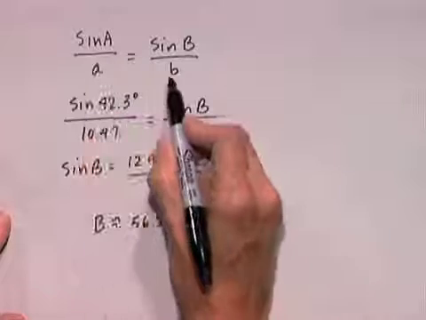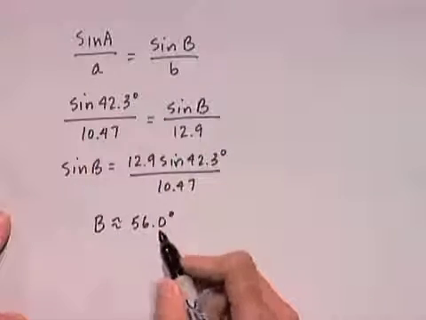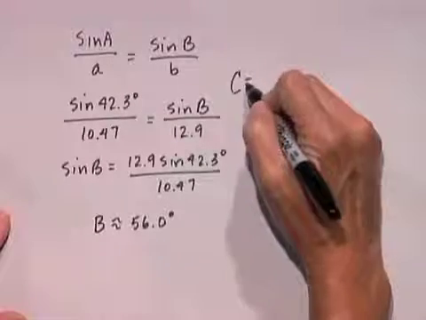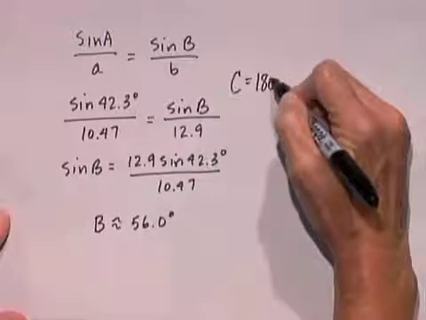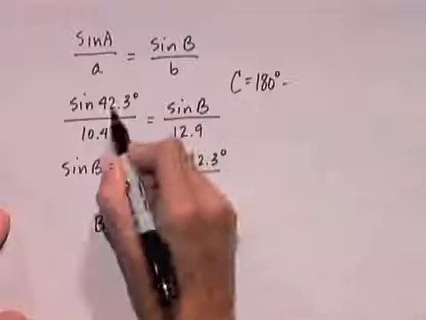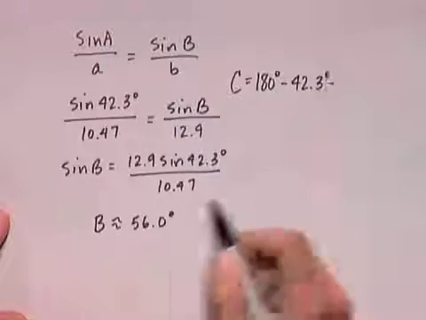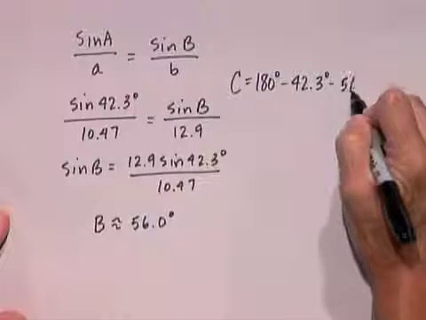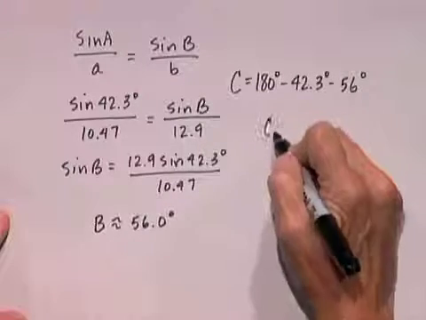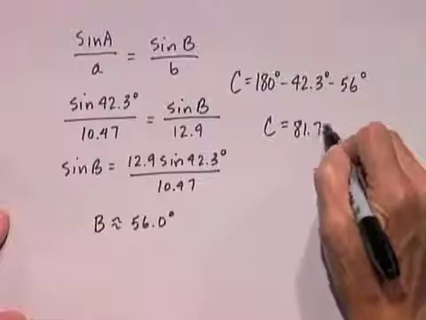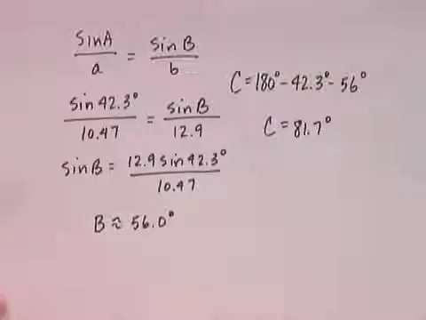So I have angle B, I have angle A. I know sides A, B, and C. All I'm missing in solving my triangle is angle C. To find angle C, I'll take 180 degrees, subtract angle A, which is 42.3 degrees, and subtract angle B, which is 56 degrees. Angle C then comes out to 81.7 degrees, and I've solved my triangle.